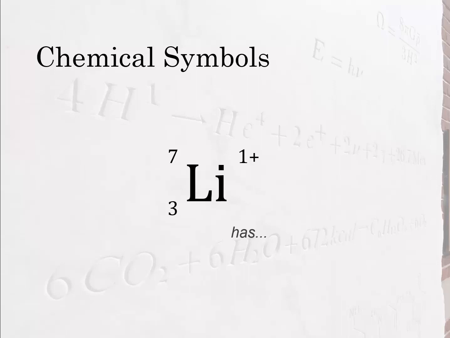When we write complete chemical symbols, the atomic number goes in the lower left-hand corner. However, it's usually omitted because it's redundant. The symbol Li for lithium already tells us the atom has 3 protons.